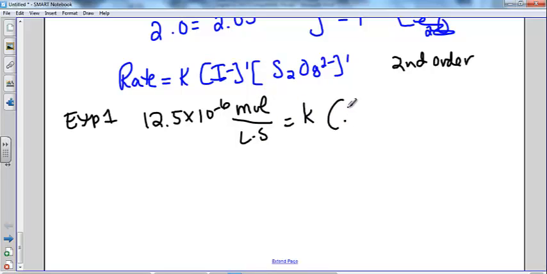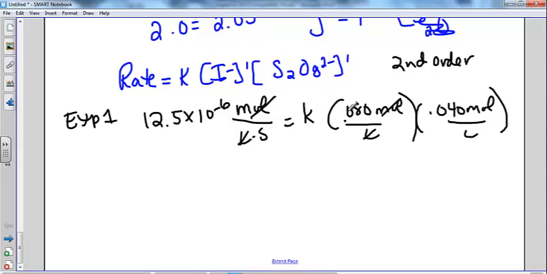We're solving for K. I've got 0.080 moles per liter. I'm just going to go ahead and cross those off right there. That's going to get rid of one set. But then I have 0.040 moles per liter. I plug and chug, solve for K, multiply these two numbers, take 12.5 times 10 to the negative 6, divided by it. I've still got 1 mole in 1 liter that did not get canceled out. So my value for K here is 3.9 times 10 to the negative third. And my unit is liters over moles times seconds.